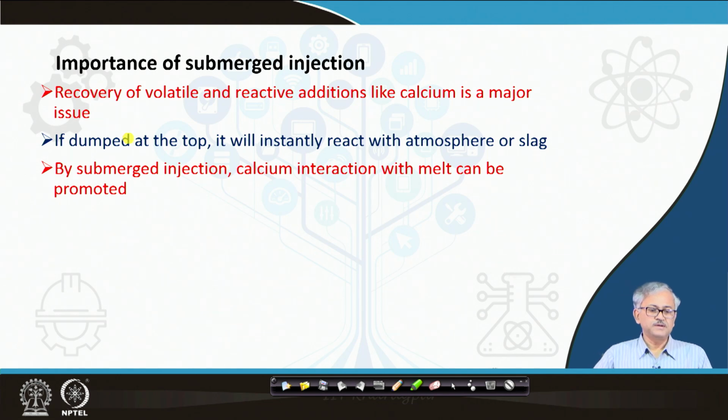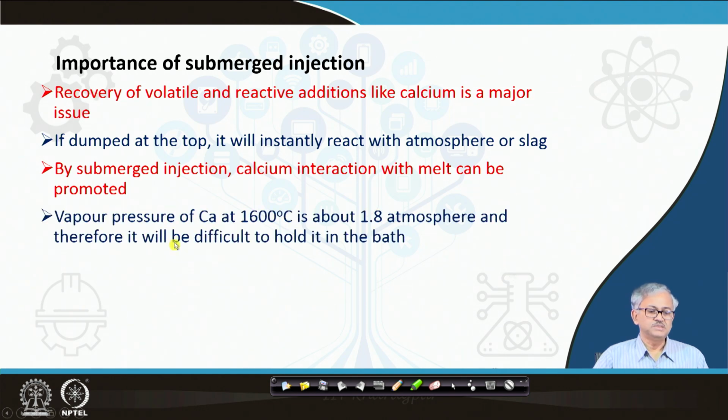Then the recovery of this addition becomes a very important issue, right. So, we have to do submerged injection. If we do submerged injection, that is below the melt, then the calcium will be able to interact with the liquid metal directly, before coming to the atmosphere or in contact with the slag. So, interaction with the liquid metal can be promoted if we do submerged injection.